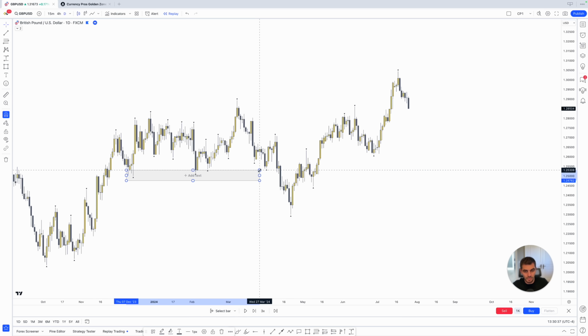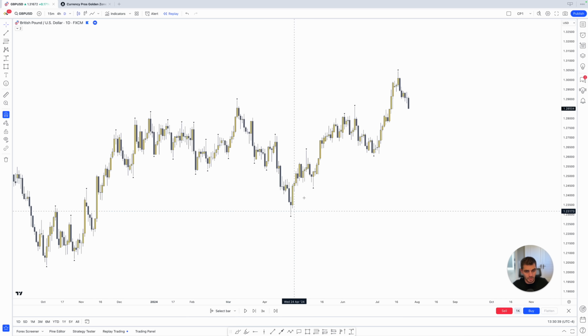Now, despite that big bearish move to the downside, price pushed up once more, breaking through all of this structure, breaking through this trend line liquidity here, and pushing to the upside once again, continuing the overall daily bullish trend.